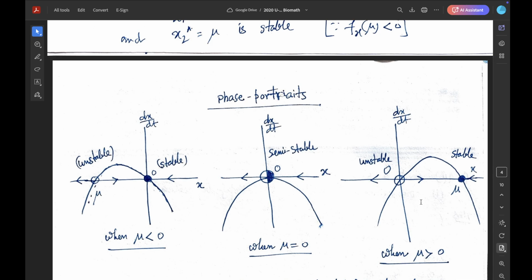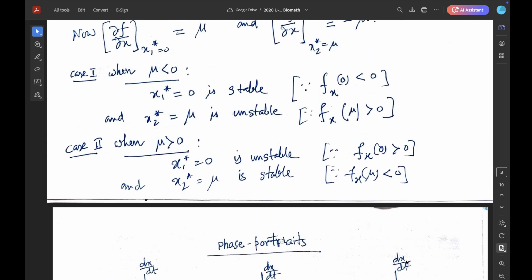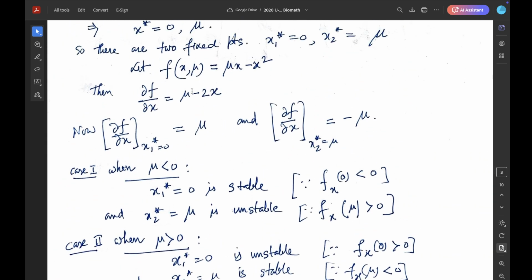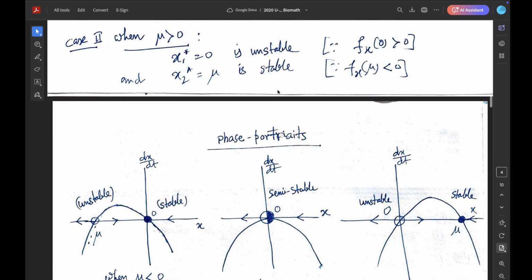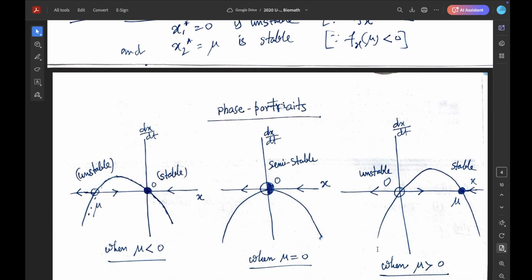The origin is semi-stable. And for mu greater than 0, if we put say mu equal to 1, that is x minus x square, y equal to x minus x square, and then we can easily draw this graph. For this, mu and 0, mu is stable and 0 is unstable when mu is greater than 0.